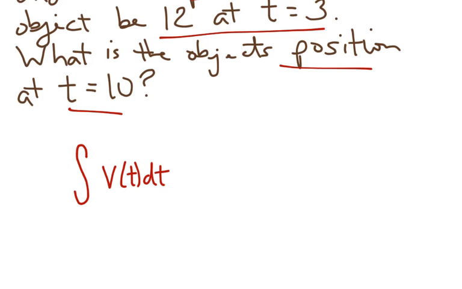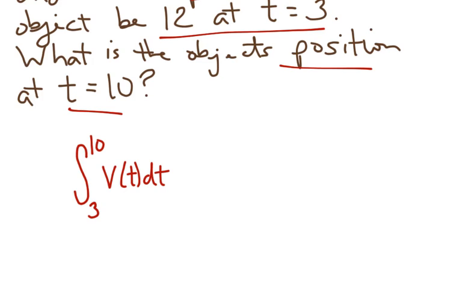Now, to choose the upper and lower limits of integration, we have to use the information that we were given. We were given some information at t equals 3, and we want information about what's happening at t equals 10. So that's why we're choosing those as our upper and lower limits of integration. It's based on the information that we have.